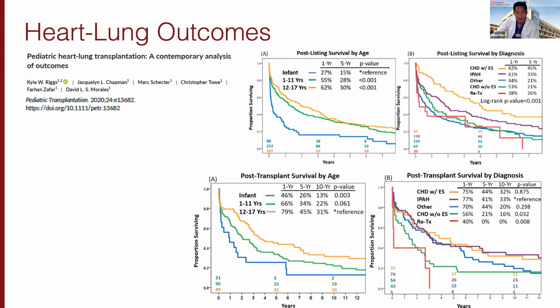We know heart-lung outcomes are not the greatest in the world, and our whole group is trying very hard to improve on that, but 5-10 year data is less than 50% survival across all cohorts. This is a very recent analysis of the UNOS data set.